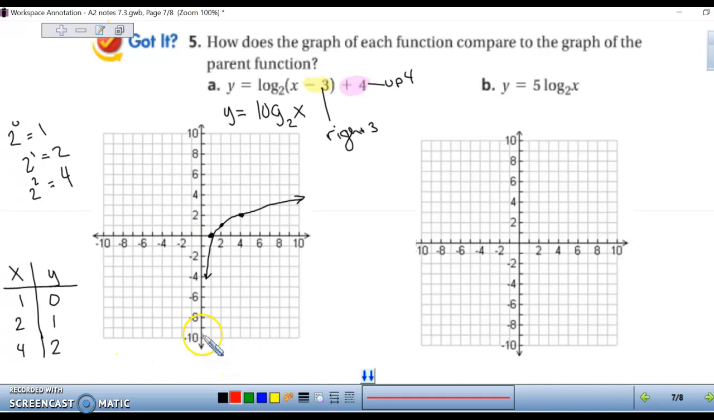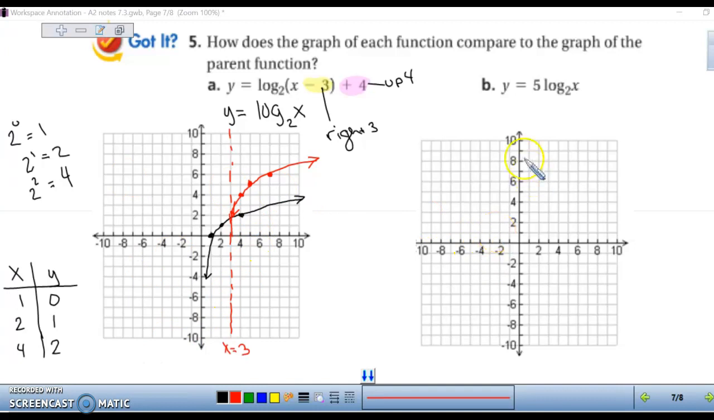Now we're going to move each point to the right 3 and up 4. So 1, 2, 3, 1, 2, 3, 4. And then connect the points. Your axis of symmetry used to be the y-axis. That also moves over 3. So 1, 2, 3. So now your new axis of symmetry is x equals 3. So that's the line that it's going to approach but never cross. And in red, that's your new graph.